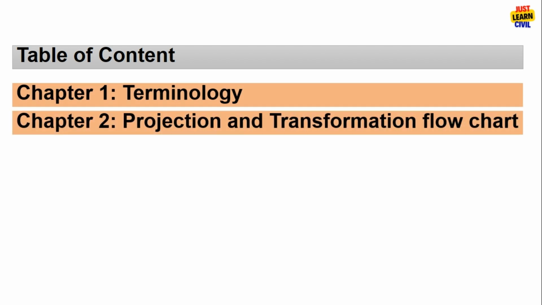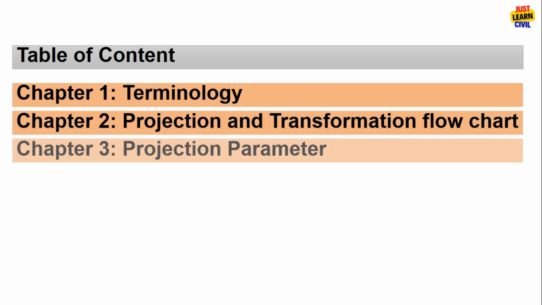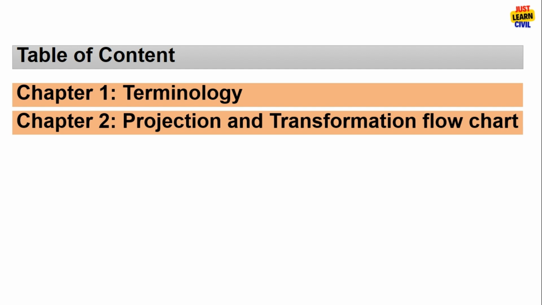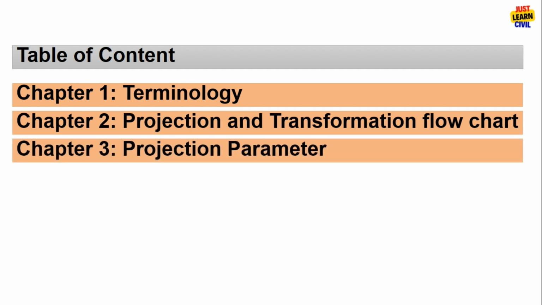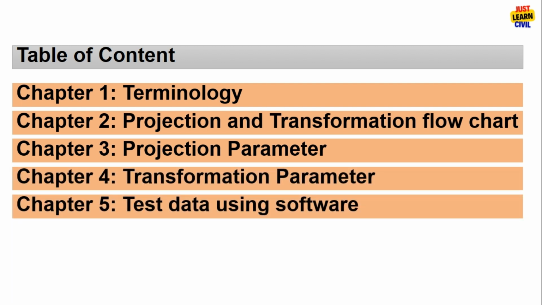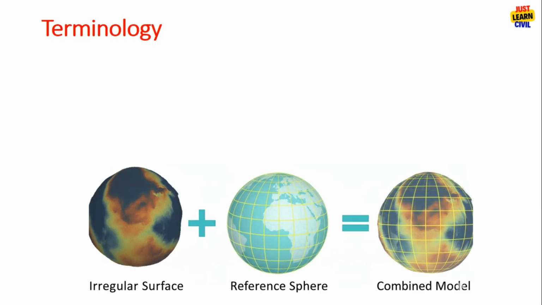In this video, it has been divided into 5 chapters. The first is terminology, then we will have projection and transformation flowchart, then projection parameter, chapter 4 will be transformation parameter, and finally we will be using the software. Let us start with the terminologies.